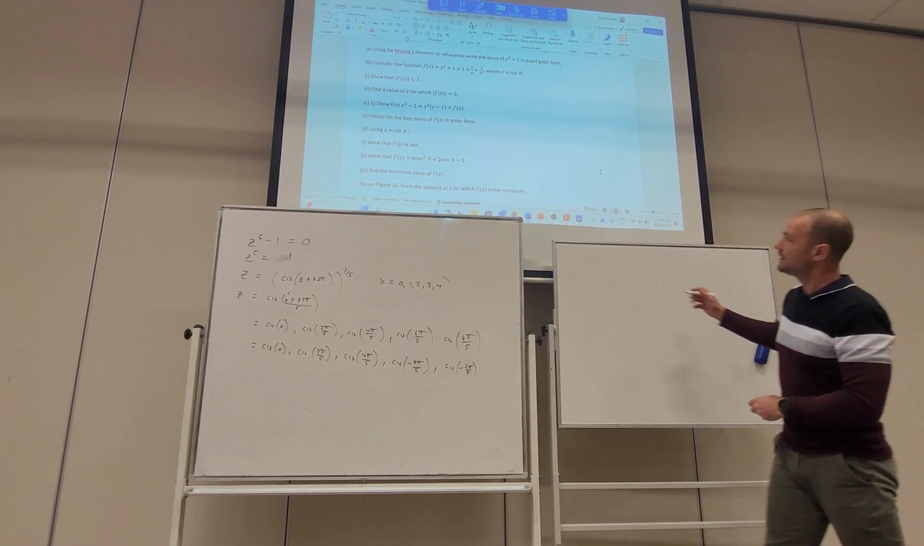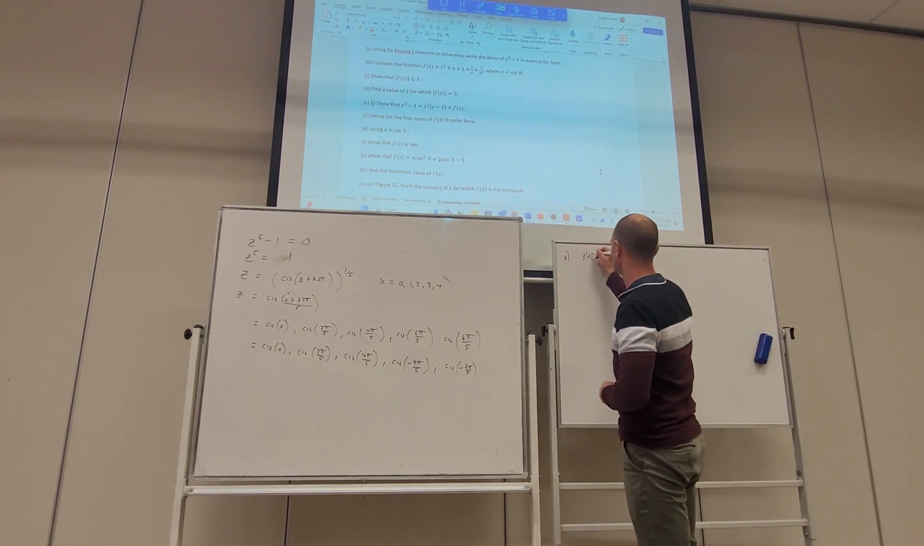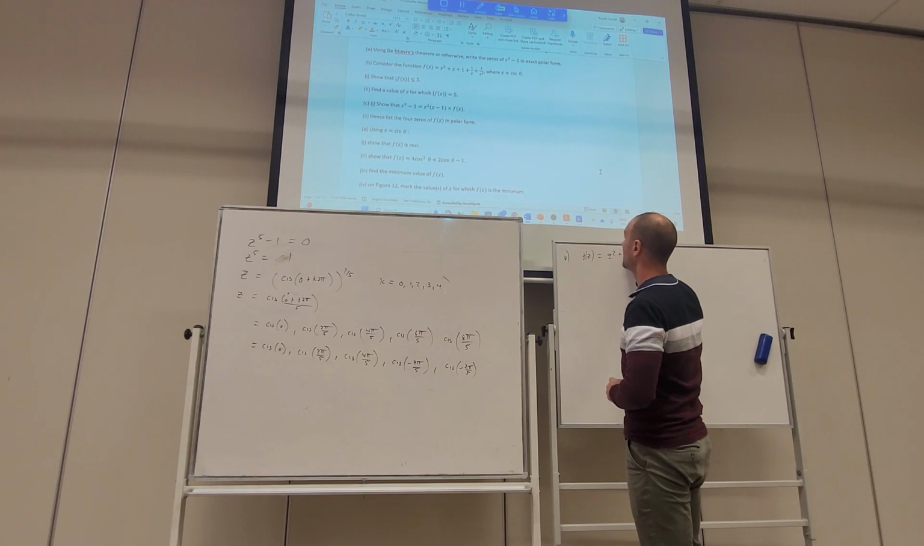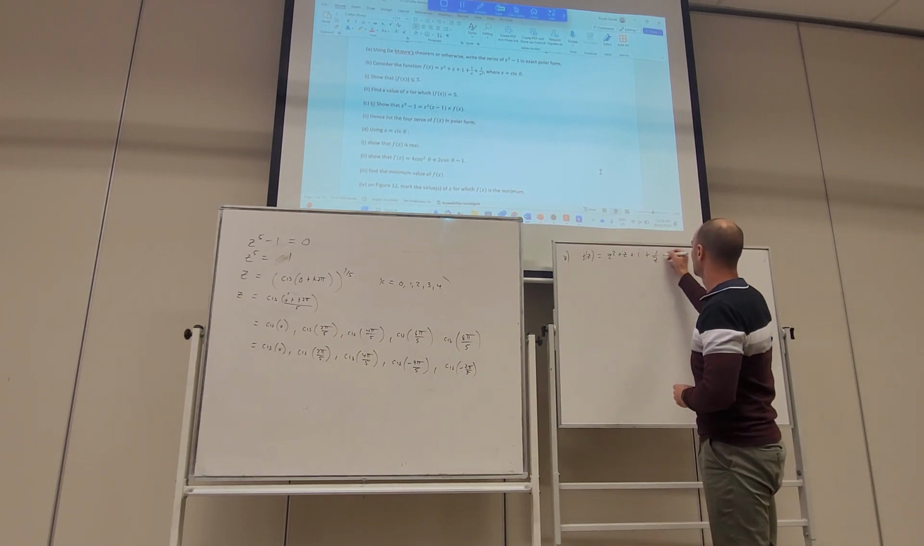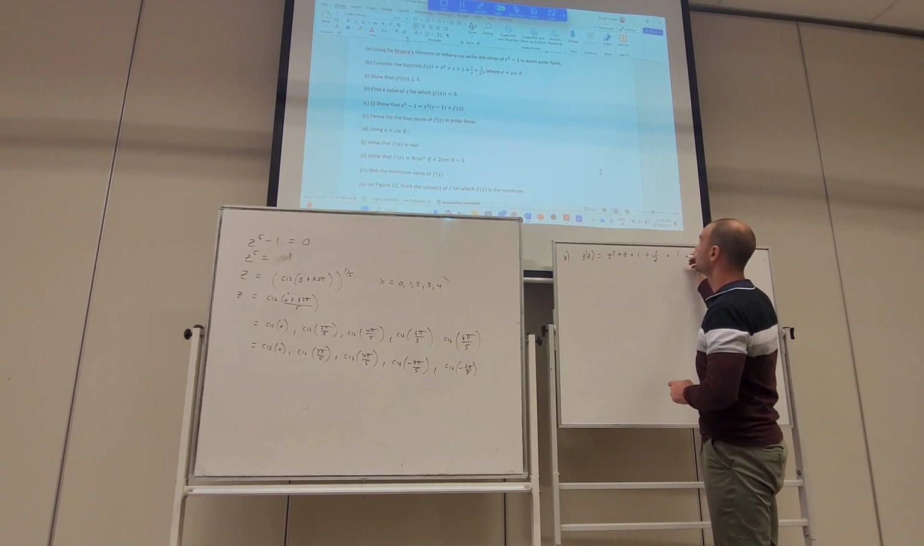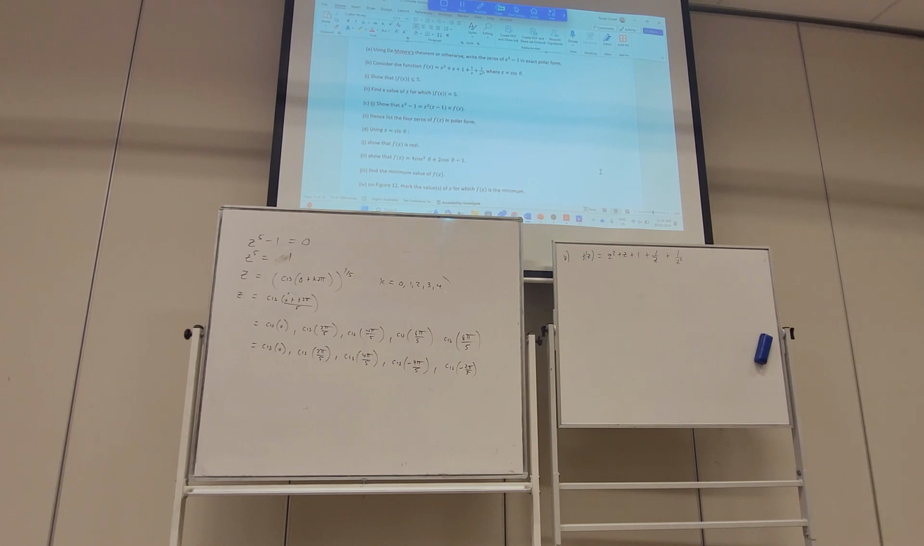Alright, now part B, we've got to consider the function f of z, which is z squared plus z plus 1 plus 1 on z plus 1 on z squared, where z is cis theta. Okay, part A, show that the modulus of f of z is less than or equal to 5.